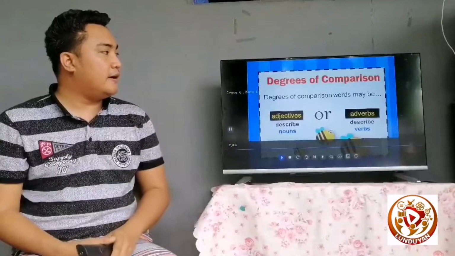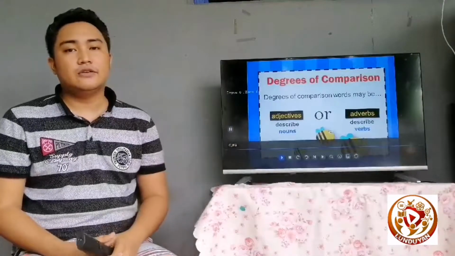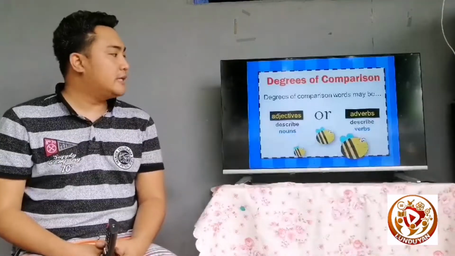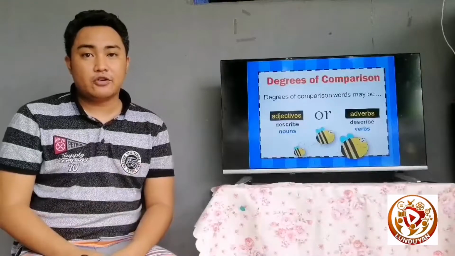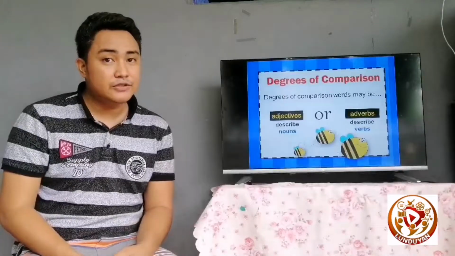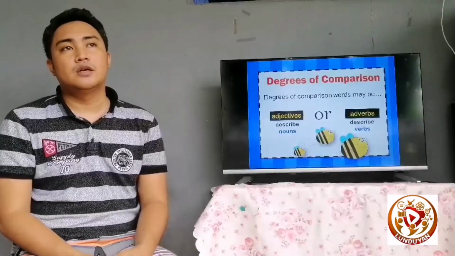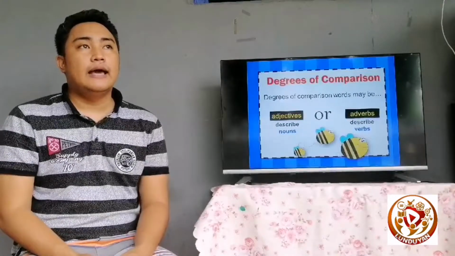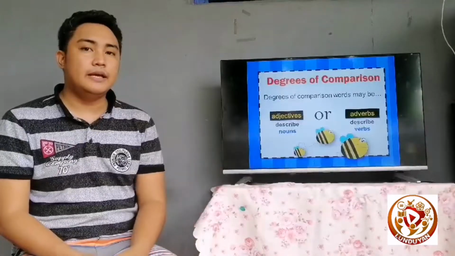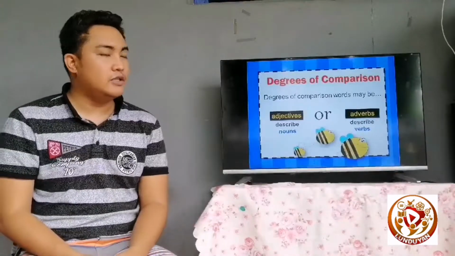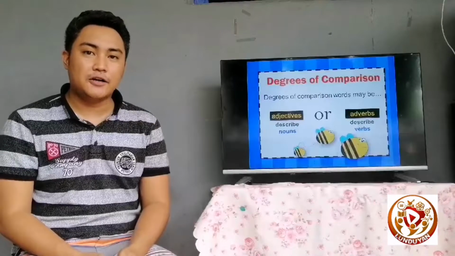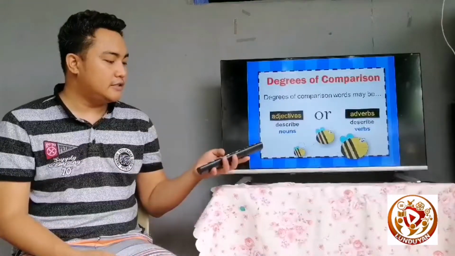Now, the words of degrees of comparison may be used to describe an adjective or an adverb. Adjectives are words that describe nouns. If you already know about nouns, these are the names of places, cities, or any other words that we commonly use. The other one would be adverbs. Adverbs are words that describe verbs. If you haven't known any of these two, we're going to talk about that later on. Now, let's continue.